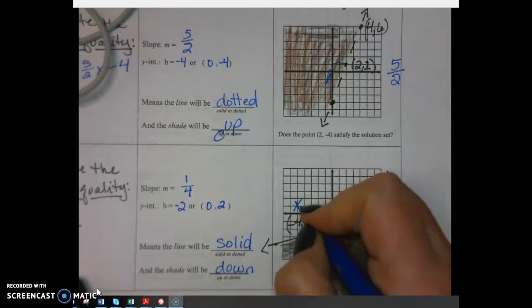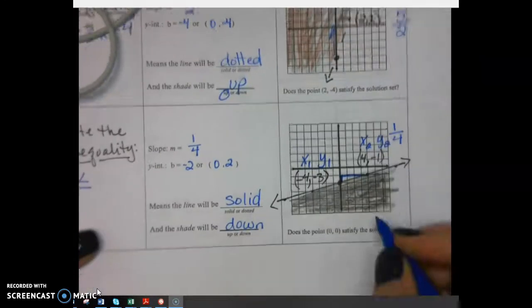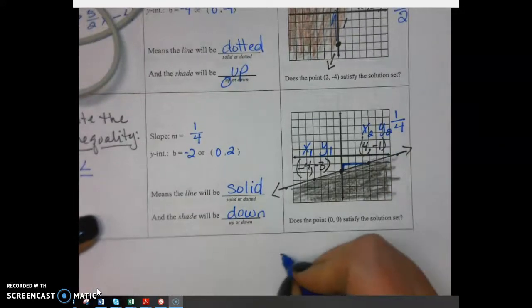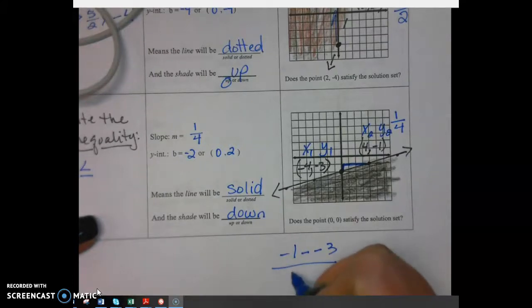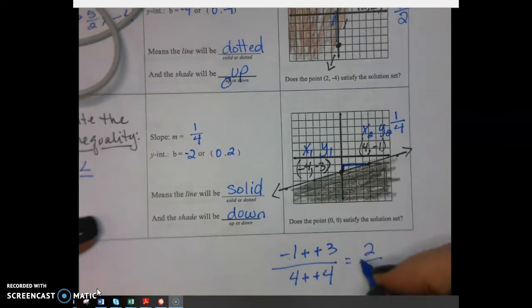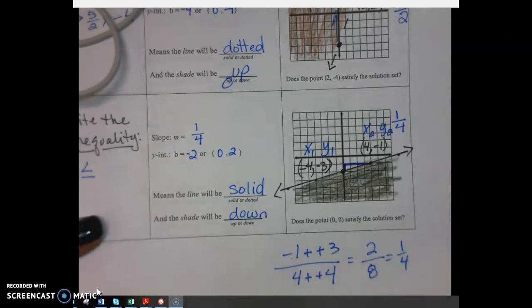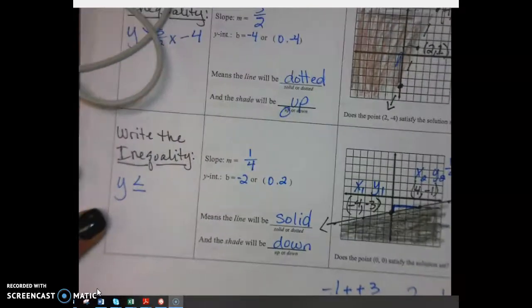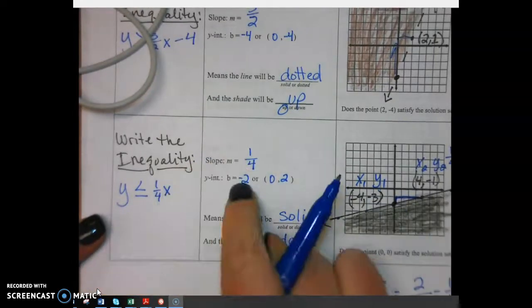Here is x1, y1, x2, y2. We got a ton of room down here, so let's see. Negative 1 minus negative 3 over 4 minus negative 4. These become positive. Negative 1 plus 3 is 2. 4 plus 4 is 8. That is the same thing as 1/4. Thank you, 4th grade fractions. So now we just got to write it down. 1/4 x minus 2.